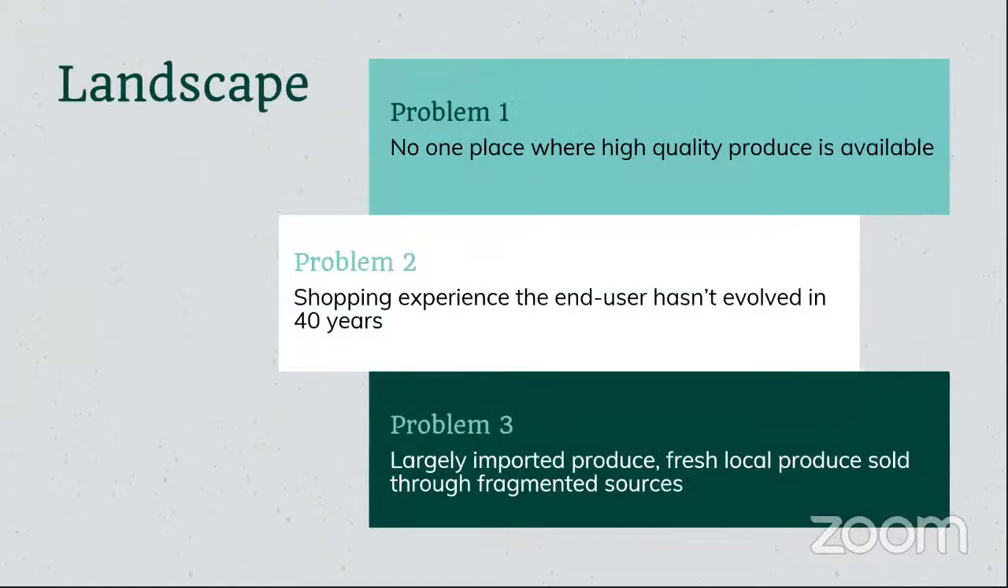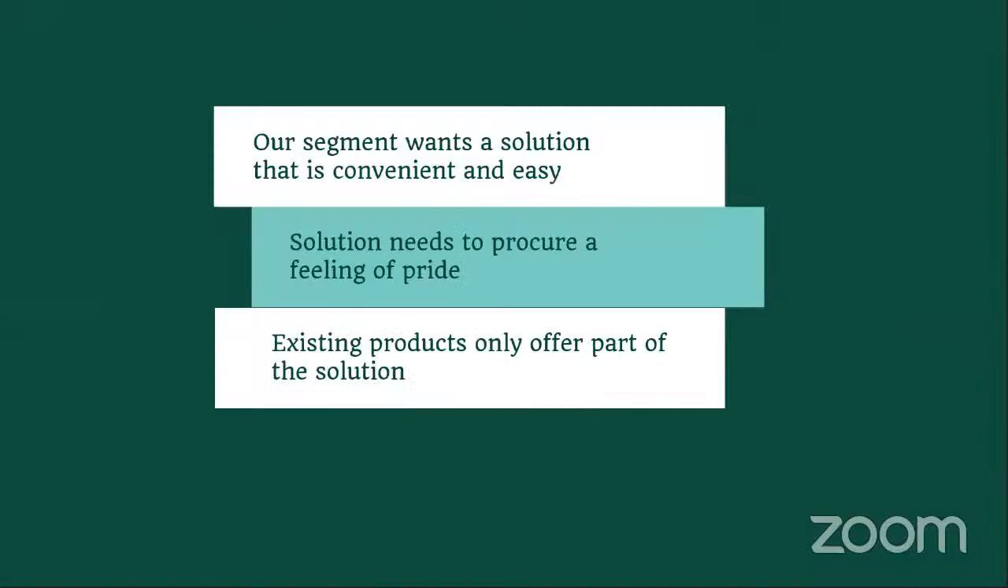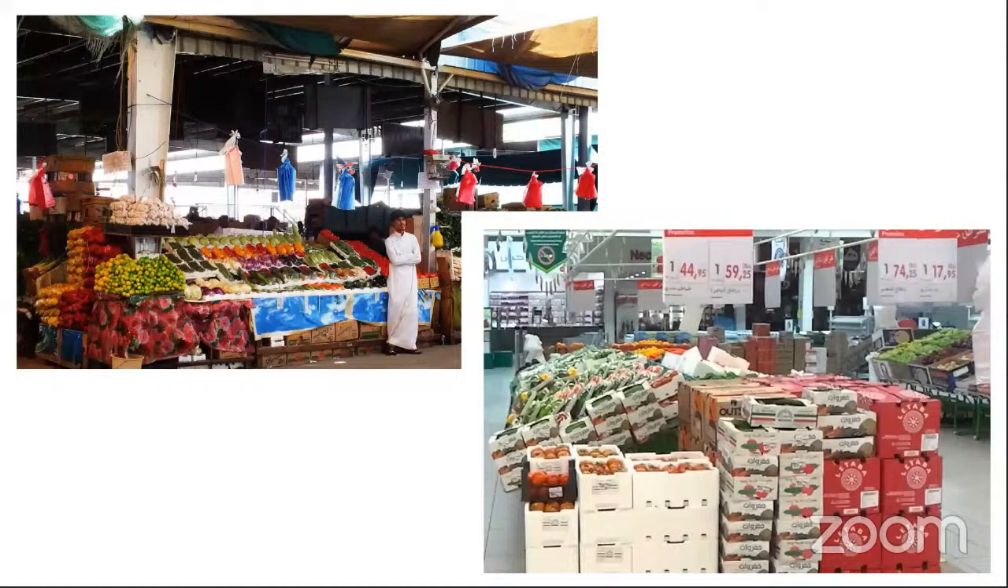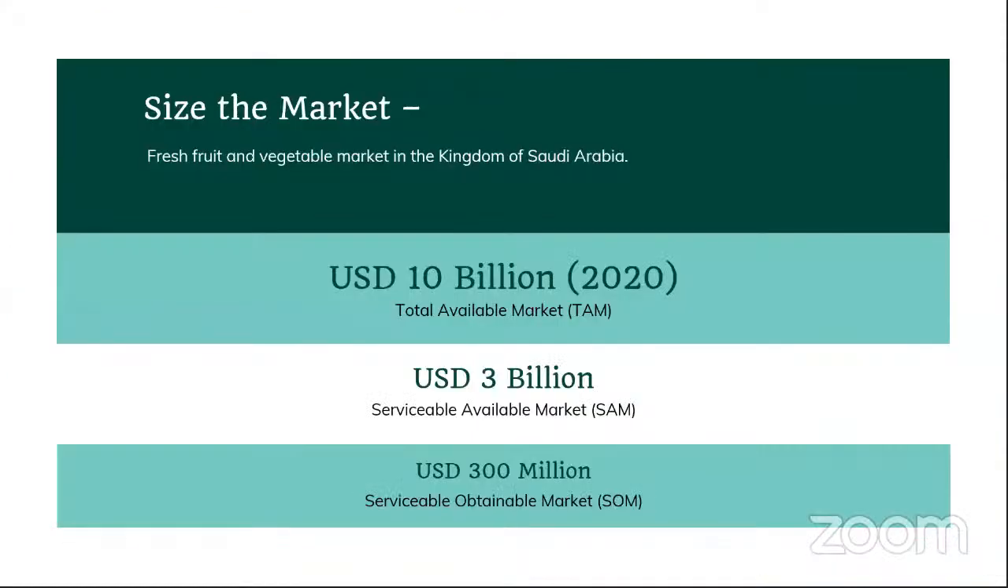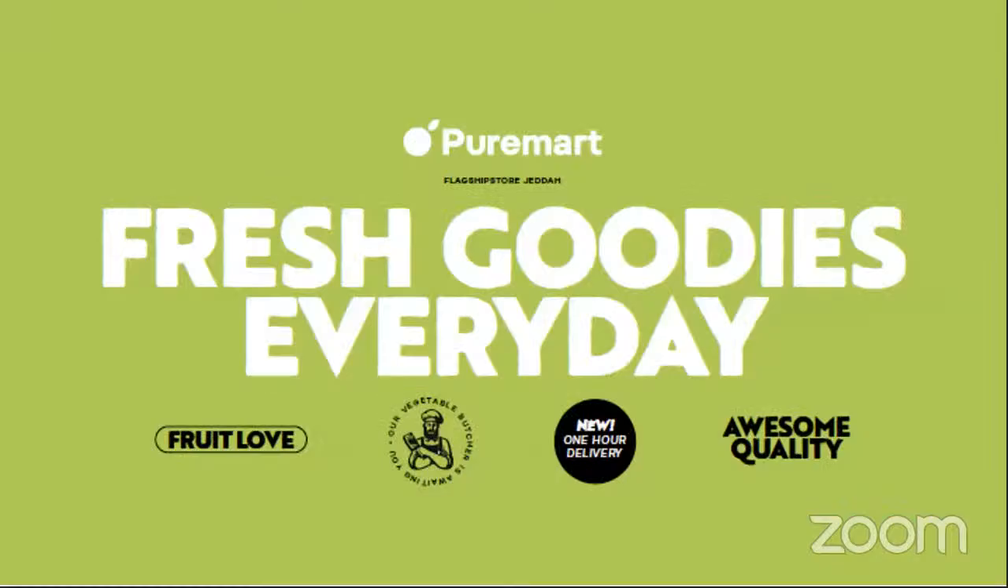So what's the environment like? In our city of Jeddah, there's no place that consolidates all the high-quality fresh produce available on the market. The shopping experience hasn't evolved in the last 40 years. And when you do find high-quality produce, it's mostly imported, while all the local high-quality produce is found in scattered sources. Doing further market research, we found that fresh fruit and vegetable consumption in Saudi Arabia is a $10 billion market, with the Western region where Jeddah is representing a third of that, with a total serviceable market of $300 million. So we decided to establish Pure Mart, your one-stop shop for fresh goodies every day.